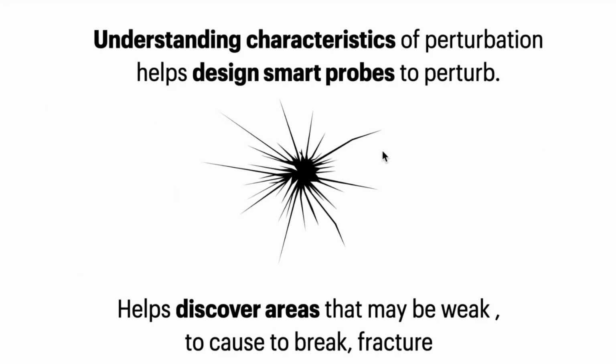So in a nutshell, understanding the characteristics of certain ideas of perturbation helps us design smart probes to perturb better. It helps us discover areas that may be weak so that we can break it, you can fracture it, and so on. If you go to material science and look at the word fracture, and then look at the science of materials, you will find various properties. Tensile strength is one such property of interest that I might have, right? So you will find some interesting terms that can pop in. It could be brittleness, it could be elasticity, it could be compressive strength, it could be elongation strength. So all these properties of materials are, in some sense, related to the idea of cracking, breaking, fractures, etc.